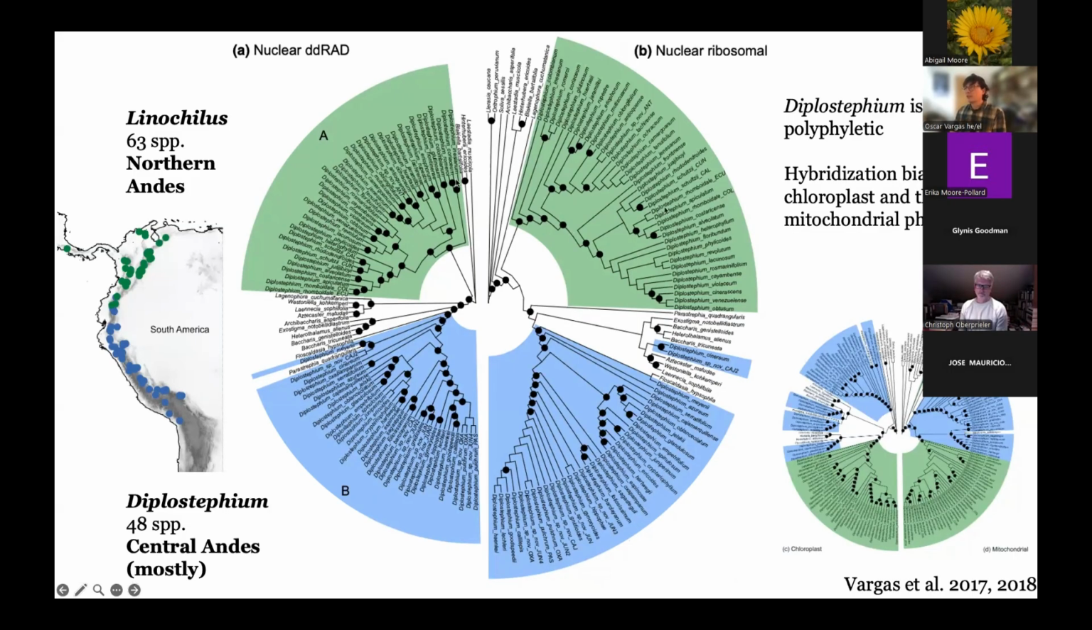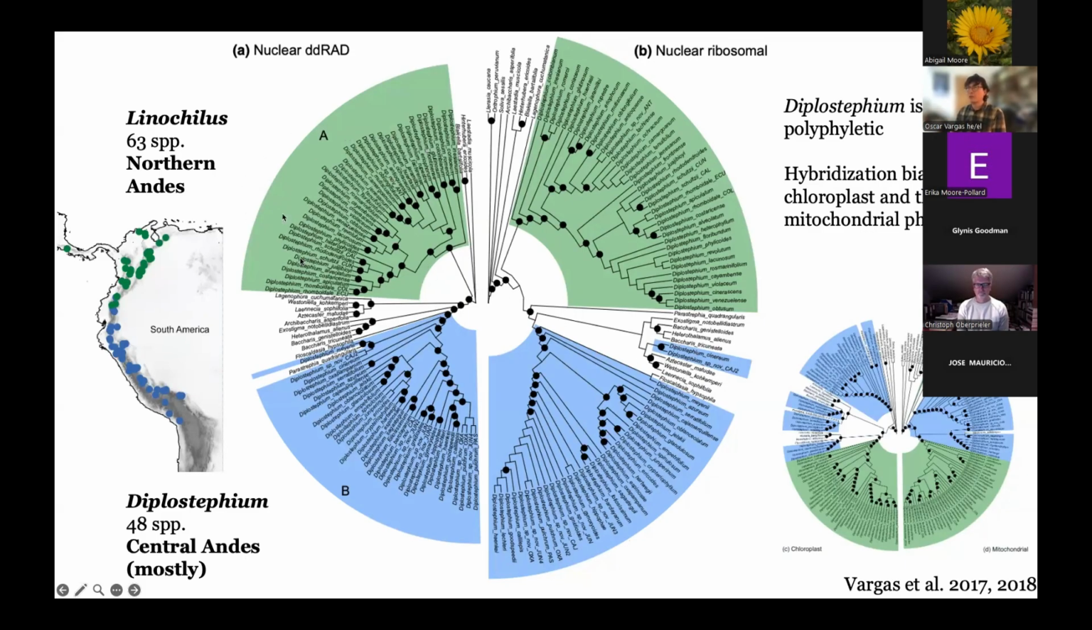Okay, so let's look into the trees. When we look at the trees, we can see that the nuclear ddRAD and the nuclear ribosomal are very similar trees to each other. We basically see one signal, and the signal is that Diplostephium, as considered before 2017, is non-monophyletic, is basically biphyletic. So we have two main groups, and there are a couple of exceptions here, but I'm going to talk about those in a sec.